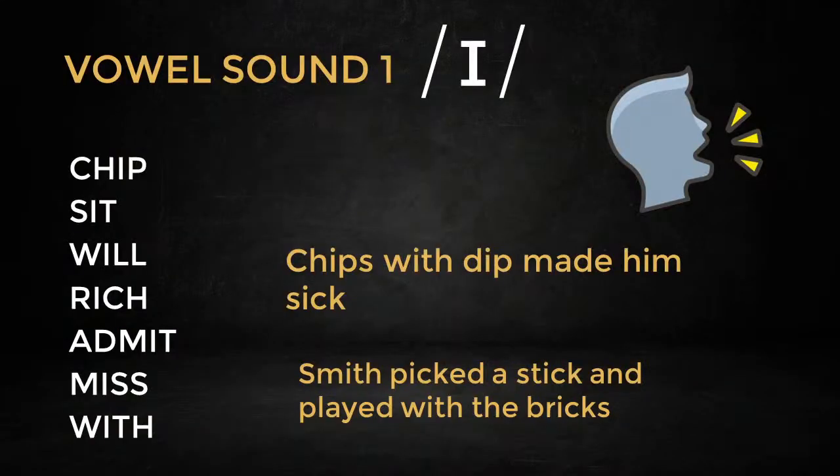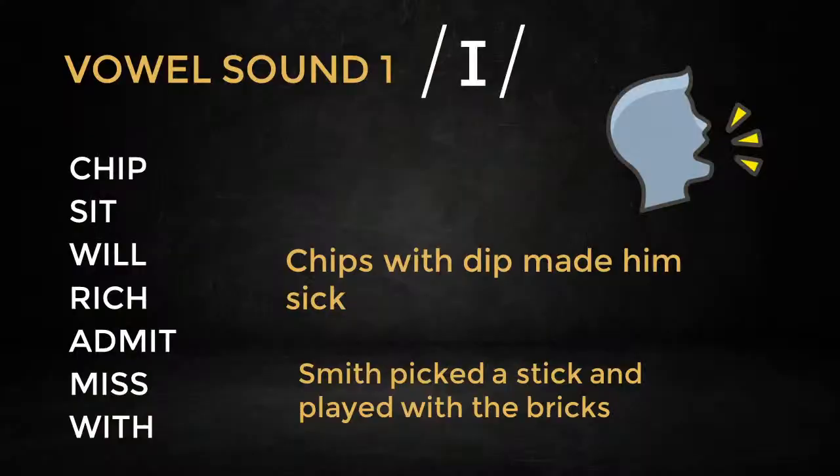To learn the sounds of vowels, okay, the different sounds, you will need to practice aloud with intention. Don't practice in your mind. Your mind is not going to help you. You need to speak, to practice aloud, okay? Again, chip, sit, will, rich, admit, miss, with. These are very simple words. Maybe admit is not so popular, but the other ones you learn when you're basic, okay?